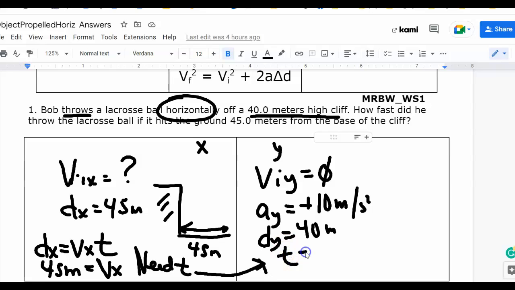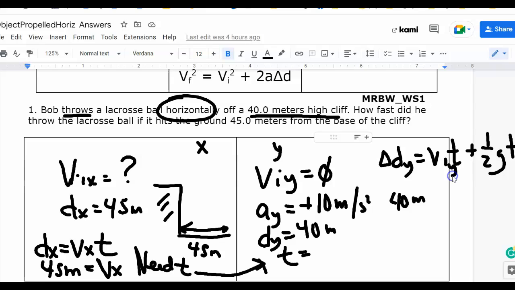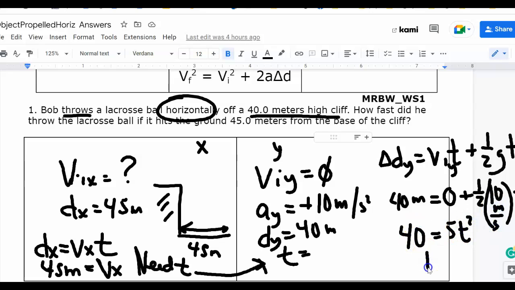Now let's go to our equations and let's see what do we use. What's the fit there, Miss Lynch? You see the fit? Keep looking. What is the perfect fit? It's got VI, it's got A, it's got D and T. You found it, didn't you? I totally agree. So delta dy is 40 meters. VIY, isn't that just 0? Plus 1/2 positive 10 per second. 40 equals 5t squared, t equals, someone do that for me?